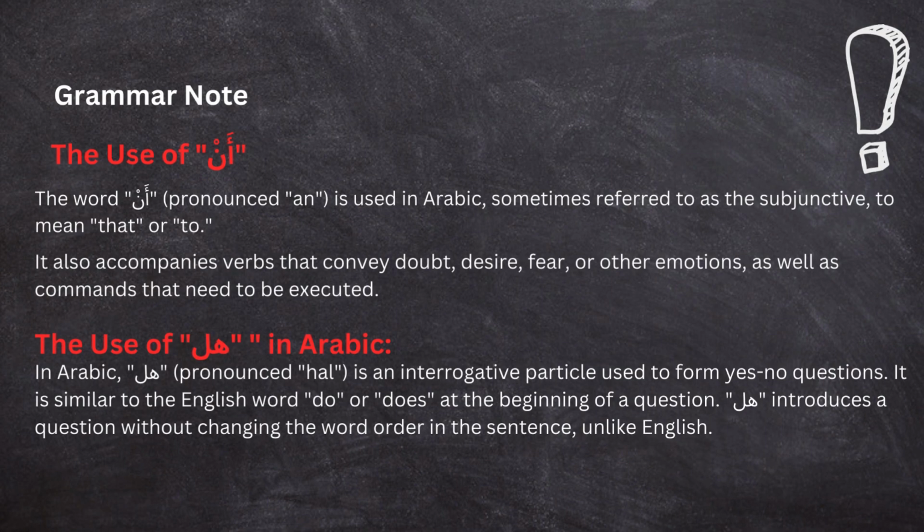Now let's go to the grammar note. The use of an. The word an is used in Arabic, sometimes referred to as the subjunctive, to mean that or to. It also accompanies verbs that convey doubt, desire, fear, or other emotions, as well as commands that need to be executed.